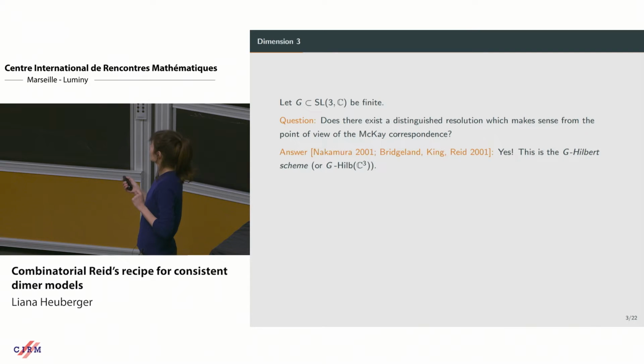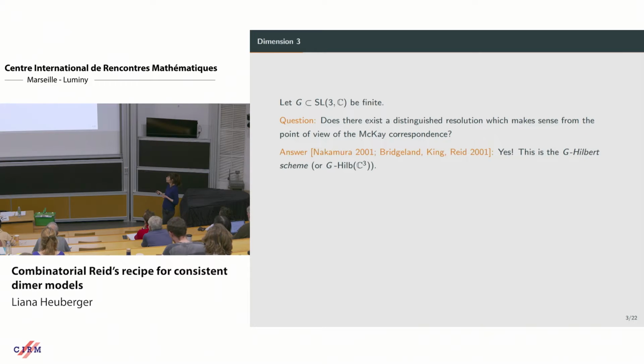And the answer is yes. So Nakamura did it in the finite abelian case, which is what we're going to try to generalize a bit later. But Bridgeland, King, and Reid did it for any finite G like this. And this is called the G-Hilbert scheme, and we denote this by G-Hilb C3.